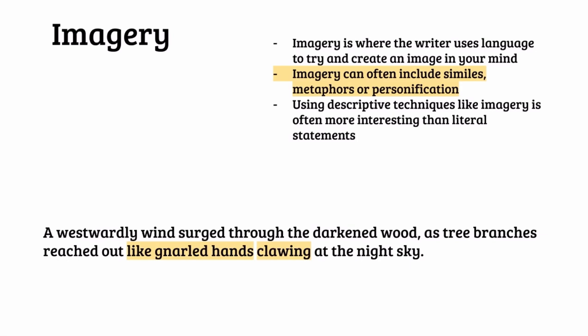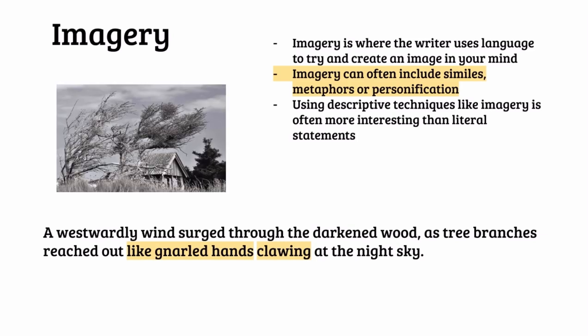Here I've got an example of some imagery that uses a simile in the middle. A westwardly wind surged through the darkened wood as tree branches reached out like gnarled hands clawing at the night sky. Now I have a picture to show you, but I want you to try and envisage that in your head. A westwardly wind surged through the darkened wood as tree branches reached out like gnarled hands clawing at the night sky. Did it look something like this?